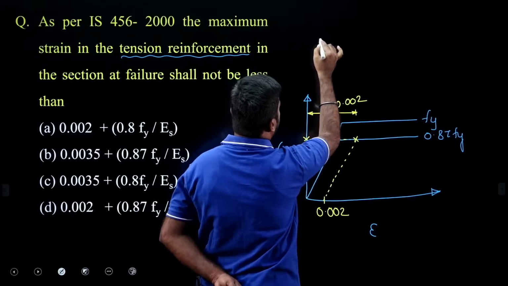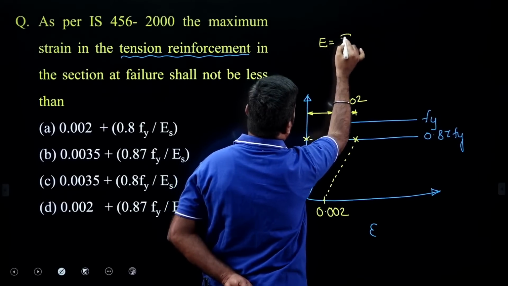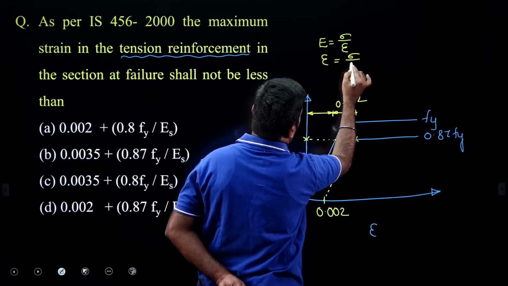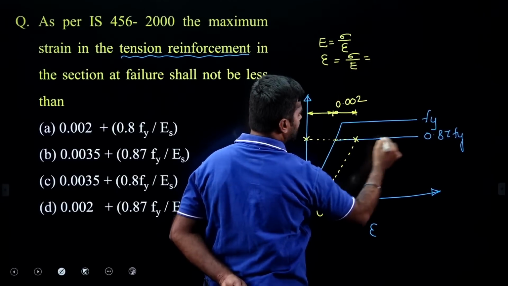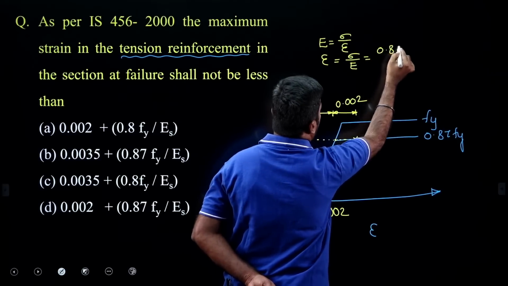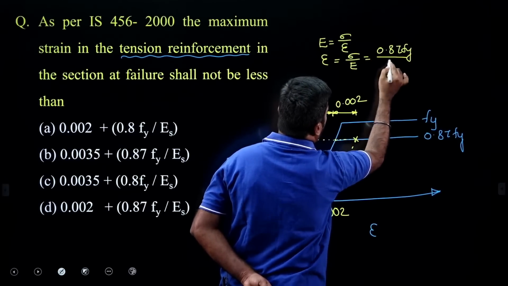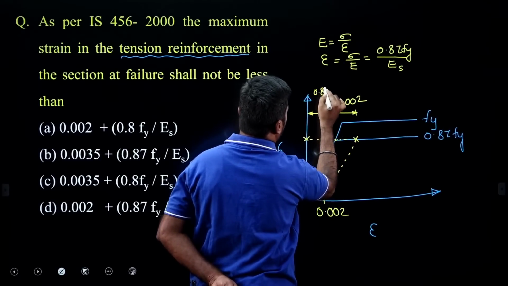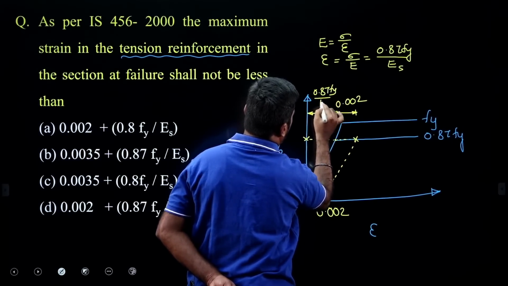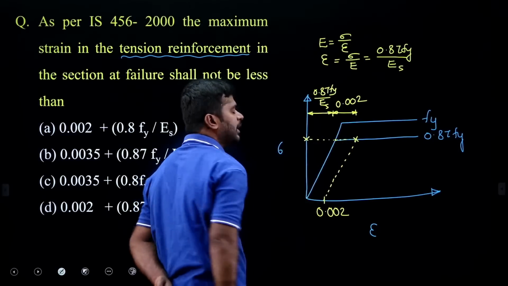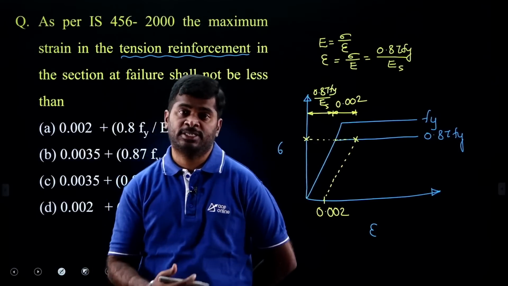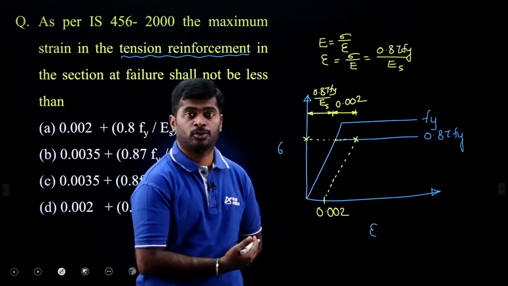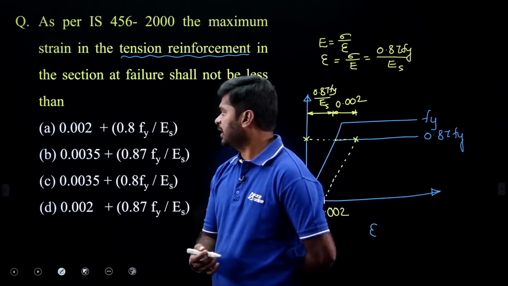We know from basics E is equal to stress by strain, but I need a strain from this. So, strain is equal to stress by E. Do you know the stress at this level? It is 0.87 Fy upon E, for which material? Steel. So, this is the strain at this level. Now, this total strain indicates that steel will fail at this strain. The steel will fail at the strain 0.002 plus 0.87 Fy upon Es.